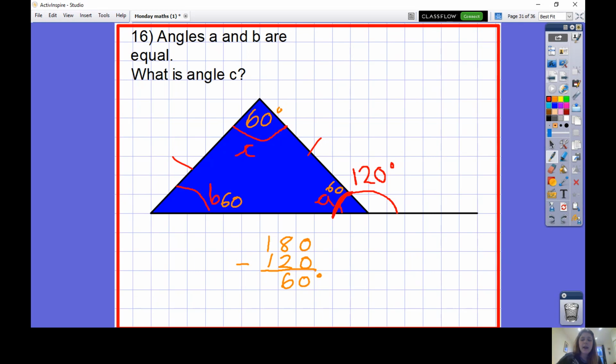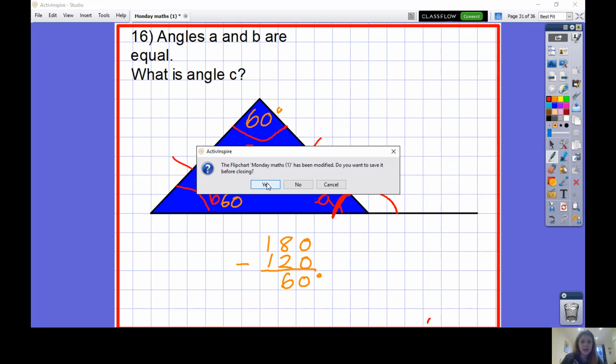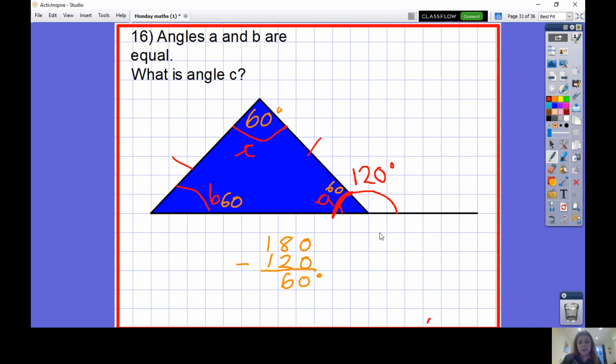Right. Well done to everyone who worked hard and answered all of those questions. There was quite a lot to do in today's lesson, so I'm really impressed with everyone who managed to get through all of those questions. Don't forget to upload your work onto Seesaw, and I'm looking forward to seeing all of your fantastic work.